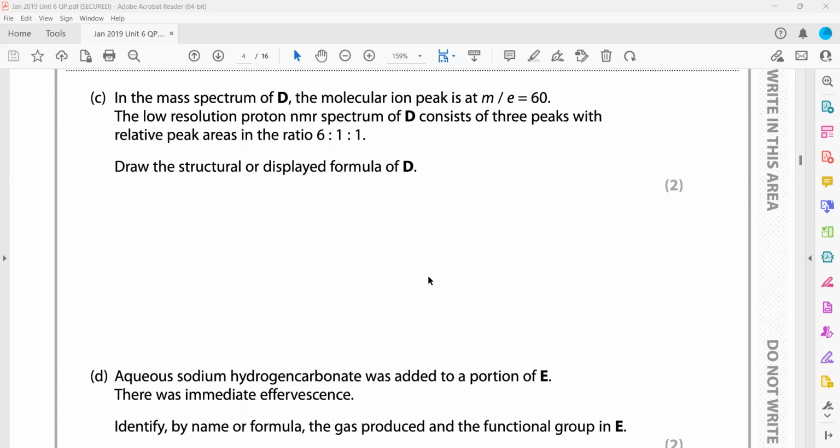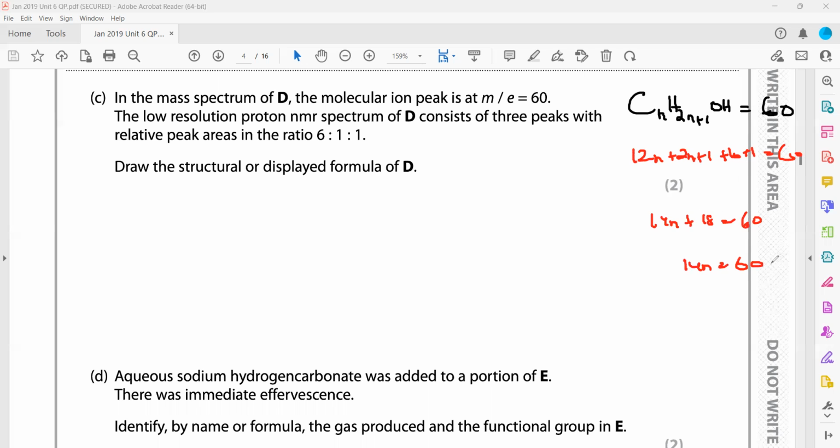In the mass spectrum of D, the molecular ion peak is at 60, so the molecular mass is 60. Which alcohol has a molecular mass of 60? The general formula for alcohol is CnH2n+1OH, and the total is 60. So carbon is 12n plus hydrogen is 2n plus 1 plus oxygen is 16 plus 1, and the total should be 60. When we simplify, 14n plus 18 equals 60. So 14n equals 60 minus 18, which is 42, divided by 14. So n equals 3.